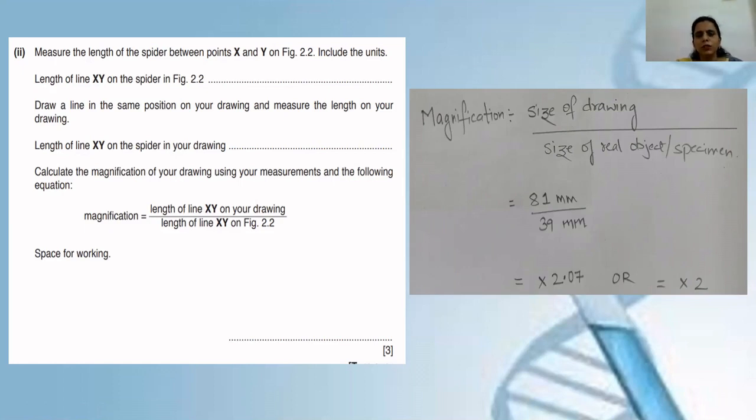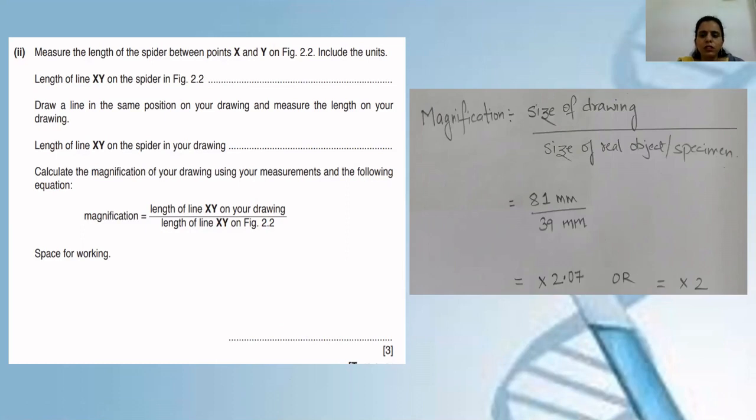So the original picture of the spider was given. The student has used it as a reference and drawn the diagram of the spider in the space provided, and we check how much the student was able to enlarge it. The student has enlarged it by only 2 times. The answer was 2.07, but if we round off, we get 2 times. So make sure that while writing magnification, you must use the sign of times, x2. You must use the sign of times while writing magnification.